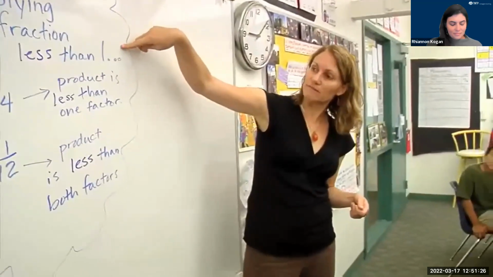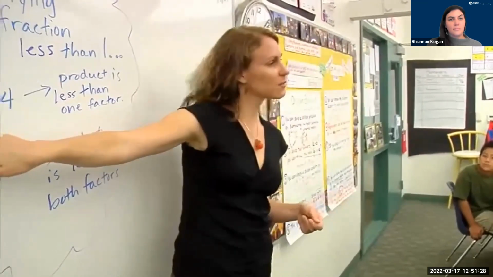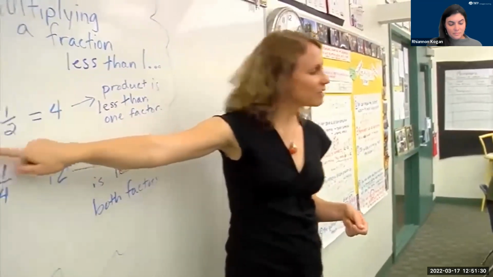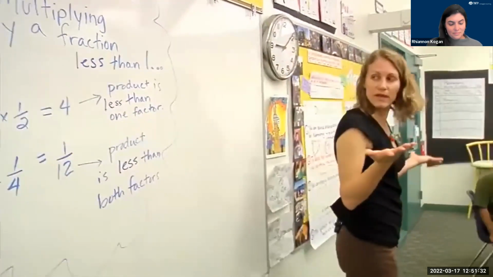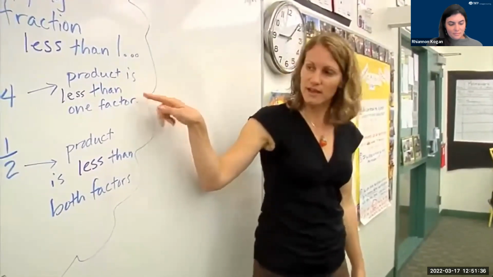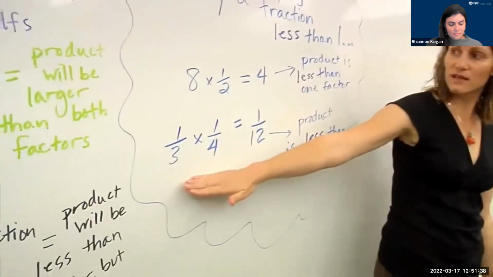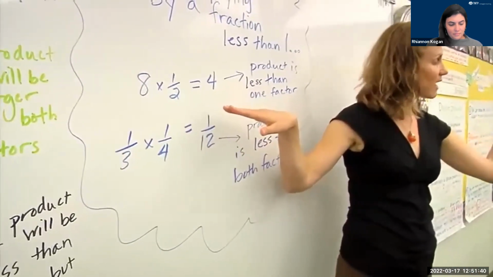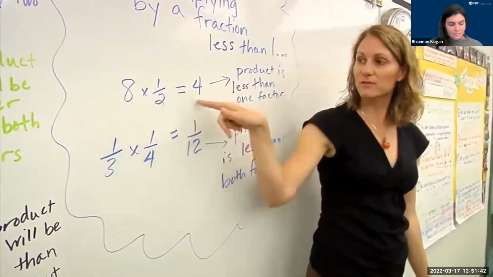I was gonna say that it cuts in half most of the time. So let's look back here up at this big idea. Multiplying by a fraction less than 1. Is 1/2 less than 1? Yes. And when we get 8 times a half, what do we get? 4. Is the product less than one of the factors? Yes. Which is kind of similar to what you were talking about, this halving idea. It halves one of the factors.